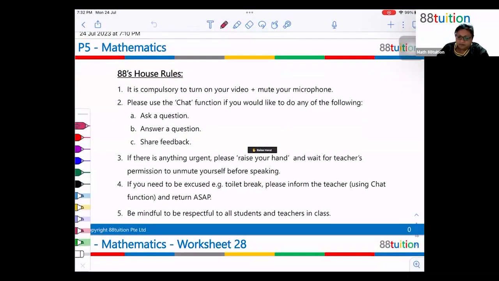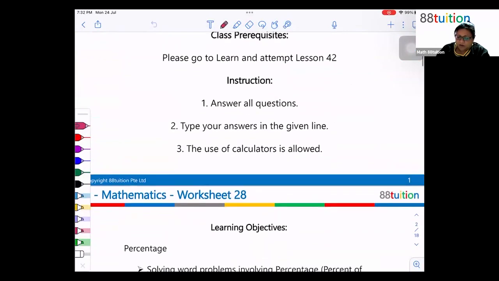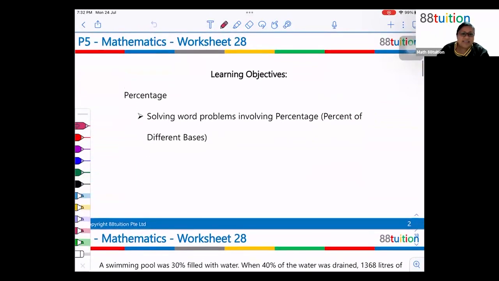Okay, I'm going to start now. Okay, so we're going to continue with percentage.